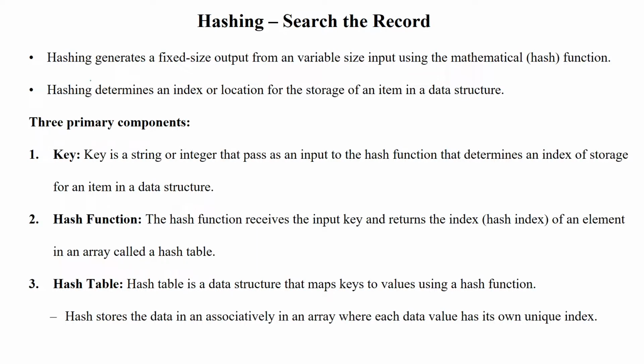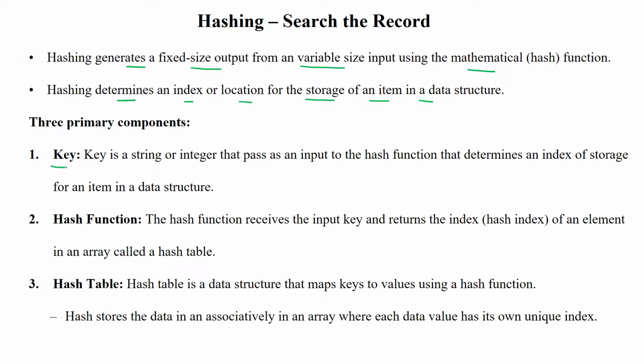Hashing is used to generate a fixed size of output from variable size input, that is used as a key, with a mathematical hash function. Hashing determines an index or location to store the given input item in your data structure. Here, three primary components are needed in the hashing process.